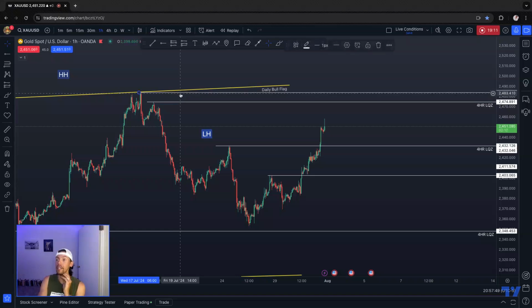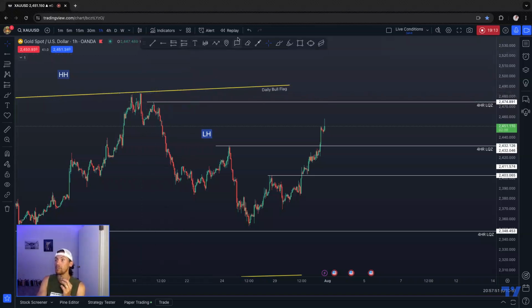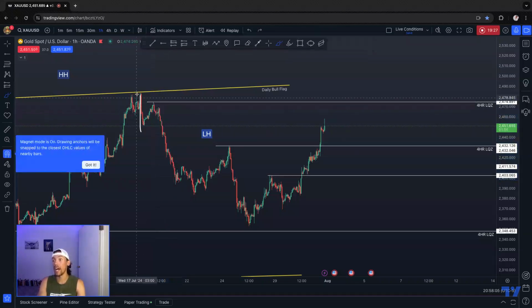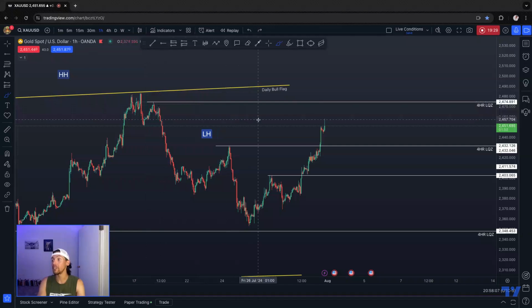But for me, it's this structure because this was our first push down. After we broke this channel, we formed this flag in this area, our pushback, forming our lower high before we move lower in the market. So I want to see it break the lower high, not just the higher high. We get a break of this lower high, then I want to see the market continue.